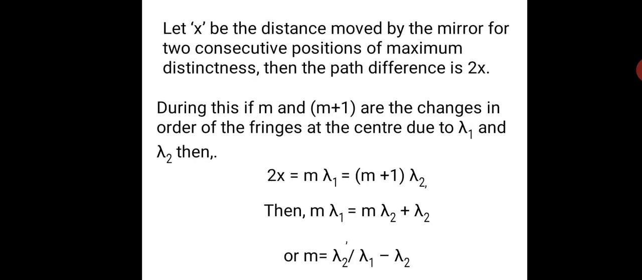During this condition, let m and m plus 1 be the orders of the fringes due to lambda 1 and lambda 2. Then you can define the path difference 2x equals m lambda 1 equals m plus 1 lambda 2. Equating these two conditions, m lambda 1 equals m plus 1 times lambda 2, that is m lambda 2 plus lambda 2. So m equals lambda 2 by lambda 1 minus lambda 2.